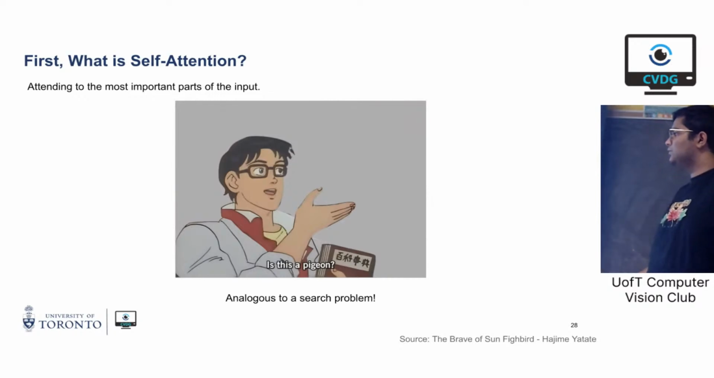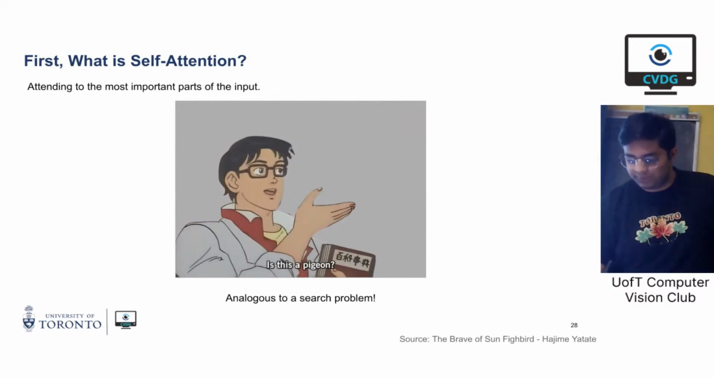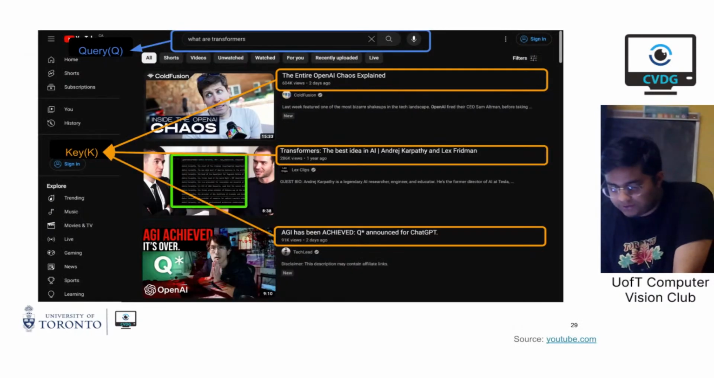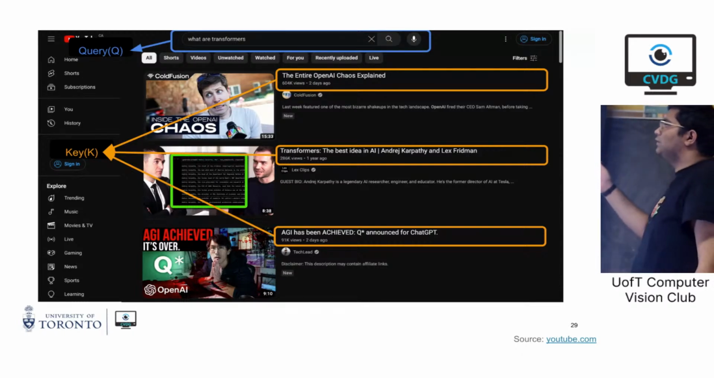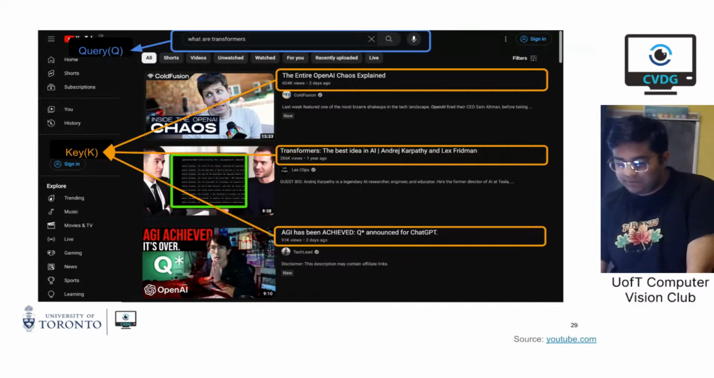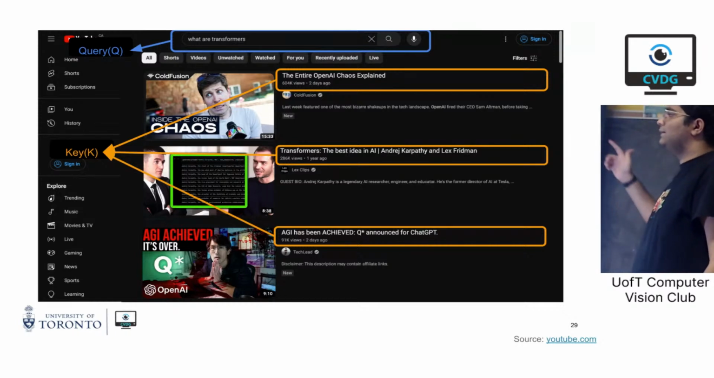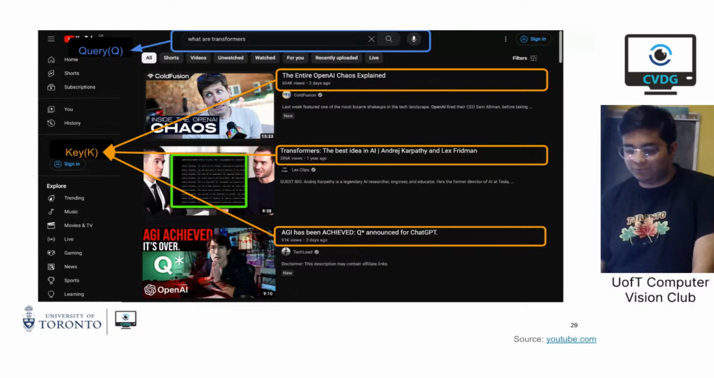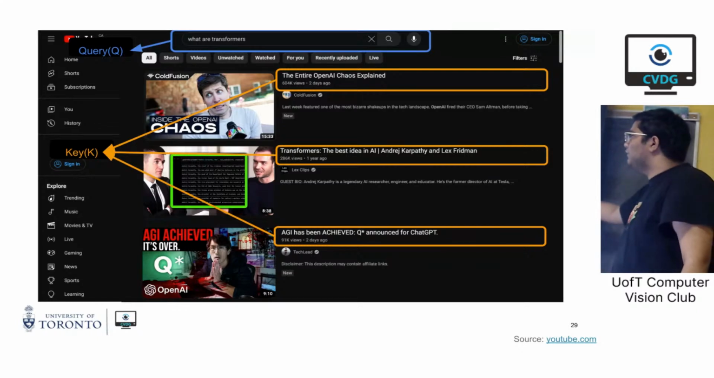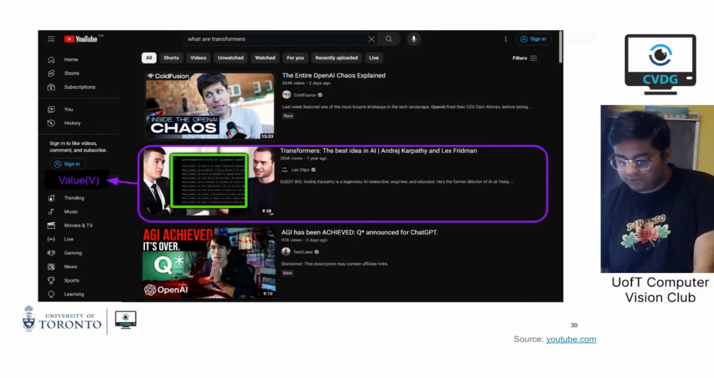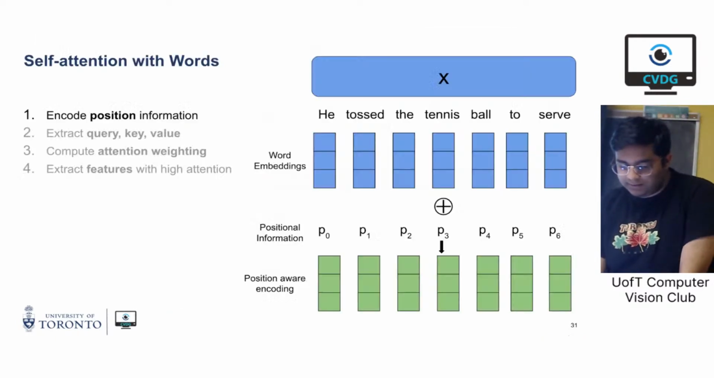This is similar to a search problem where we want to search for the most important part of an image. Let's say you're using YouTube search and you search for what are transformers and you get 3 different videos. In this case, what are transformers is our query, and the different outputs which we get would be the keys. YouTube then calculates how similar the query and keys are, and shows you the videos which are most similar. In this case, the second video would be most similar to our search term, so it would show me that, and that would be the value. Just keep this analogy in the back of your mind.